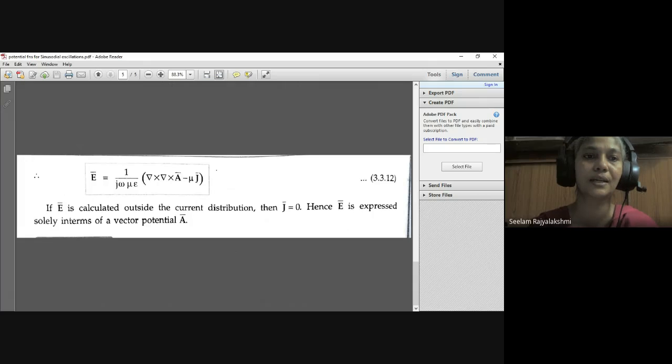If E is calculated outside the current distribution, then J̄ is equal to 0. Hence E is expressed solely in terms of the vector potential A. So this is about potential functions for sinusoidal oscillations.